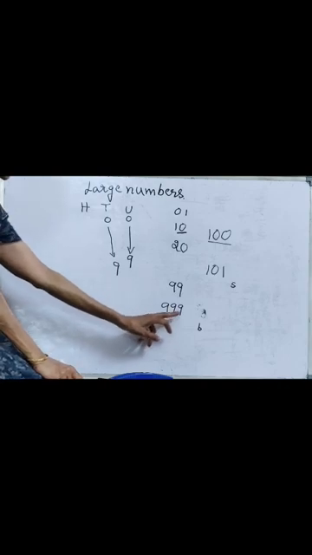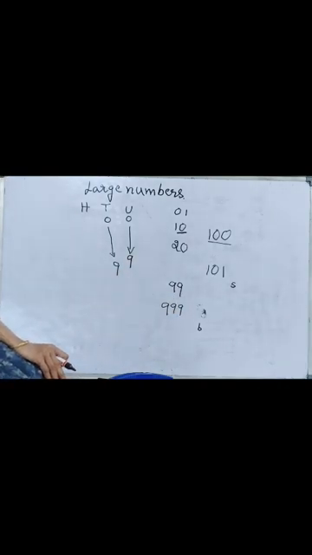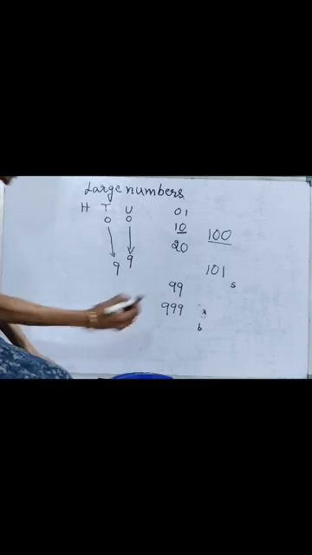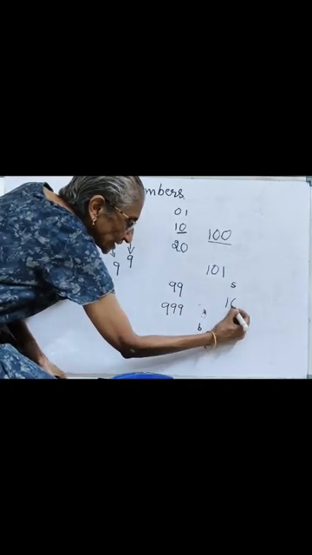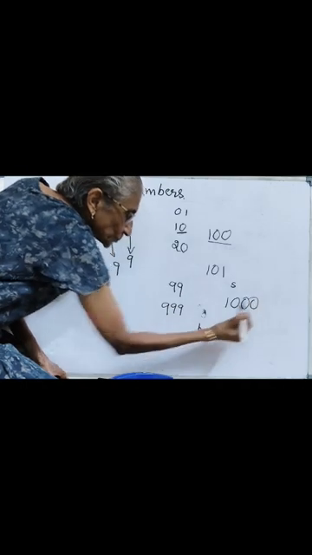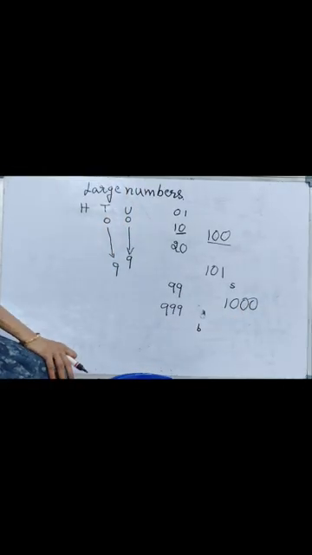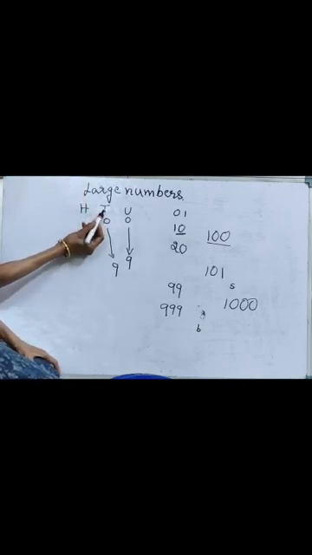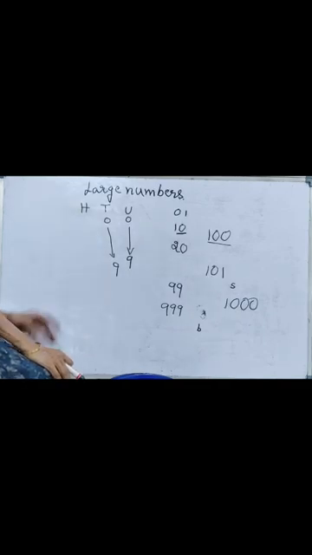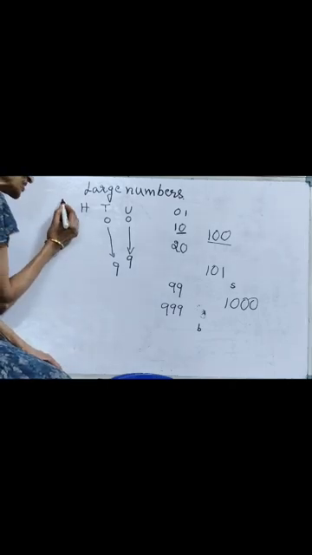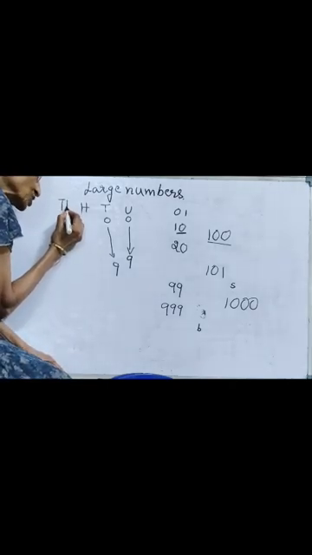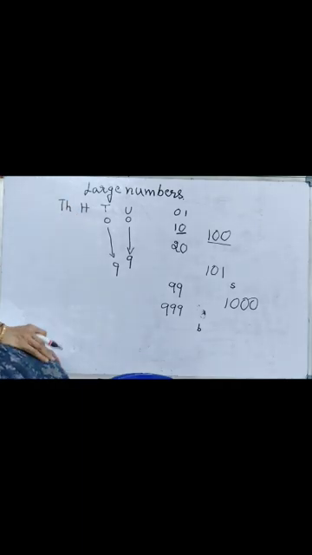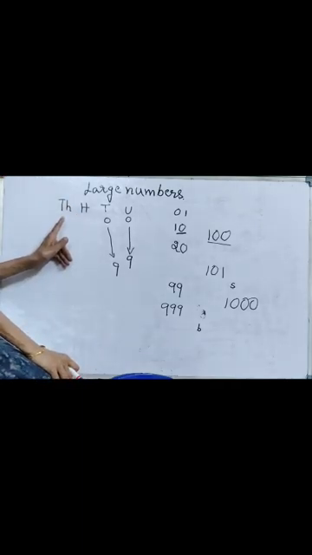After 999, you will get 1000. So 1000 we write like this. So where to write 1000? Behind 100. Here also you have one T for 10. So for 1000, again you can't write T. So with the T, you have small letter H. Then this place is called 1000th place.